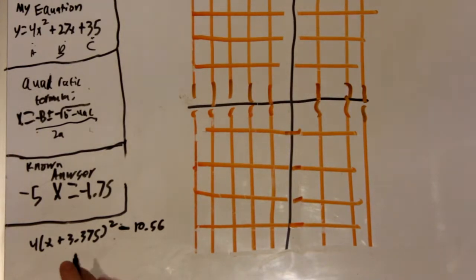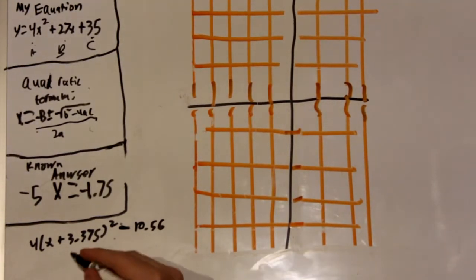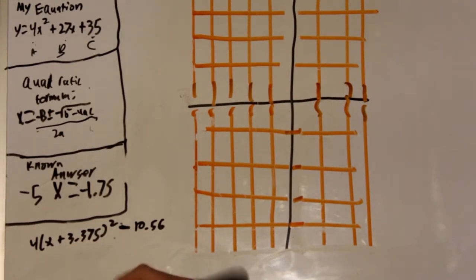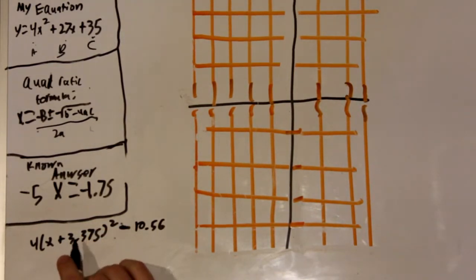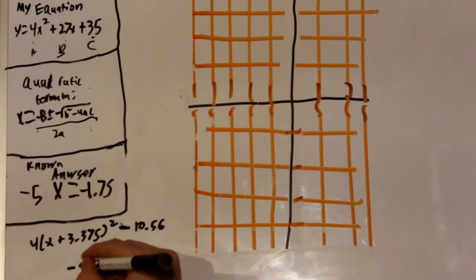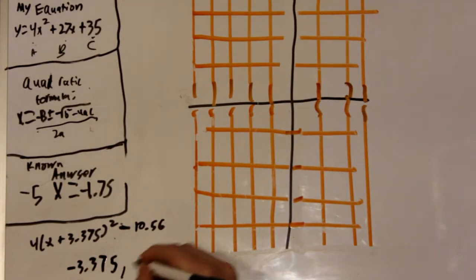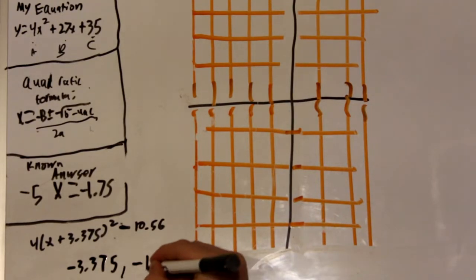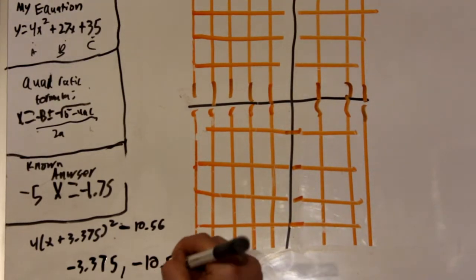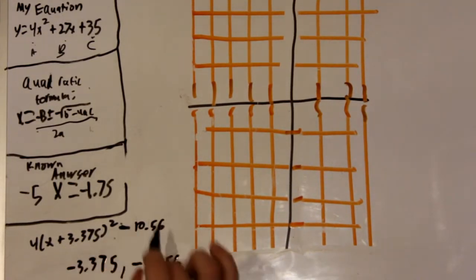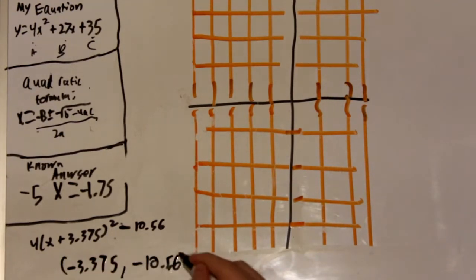But we need to modify that just a little bit. All you need to do for that is flip the sign. So it says positive 3.375. We need to make it negative 3.375, and negative 10.56. You only have to flip the sign on this term. You do not have to flip the sign on this term. This is going to be our vertex.